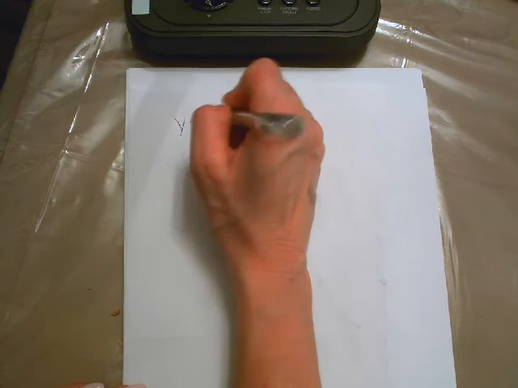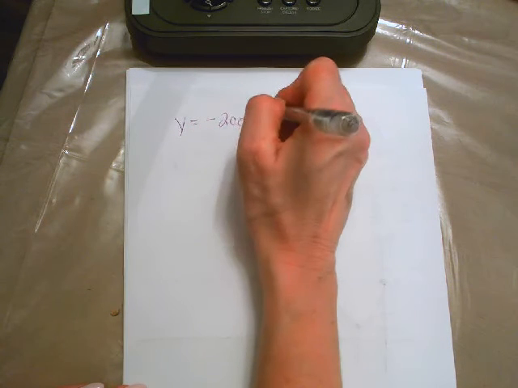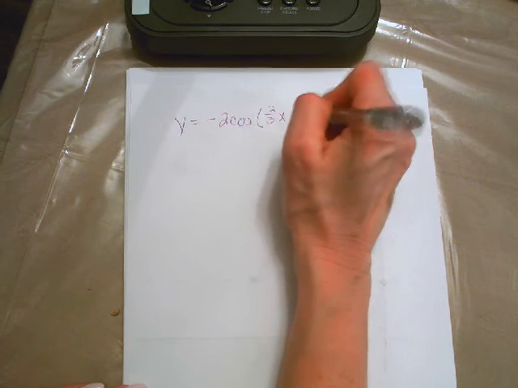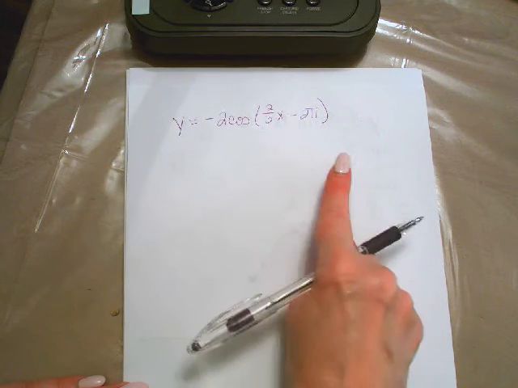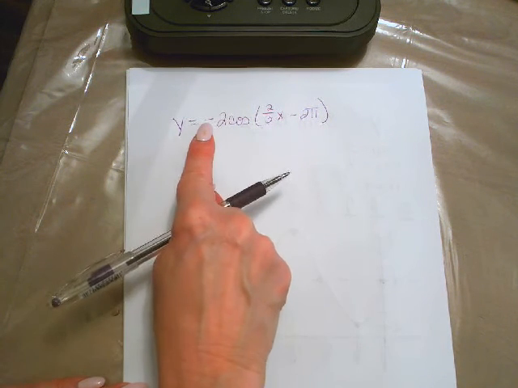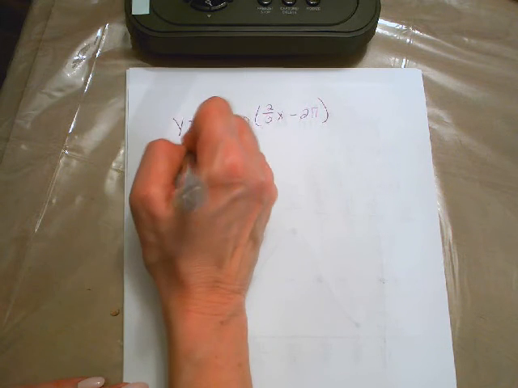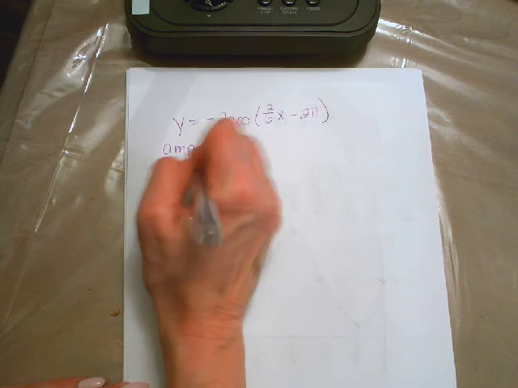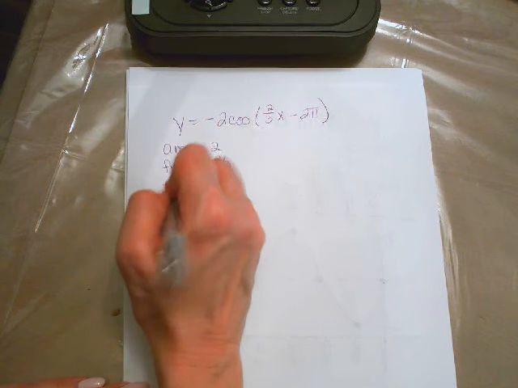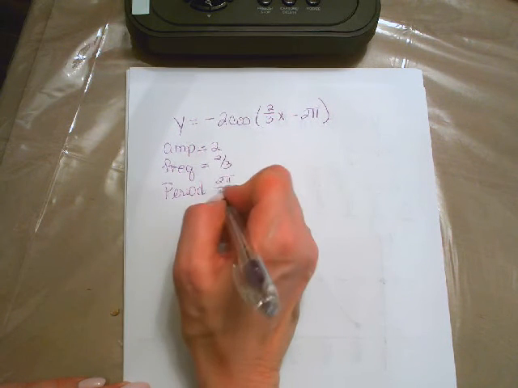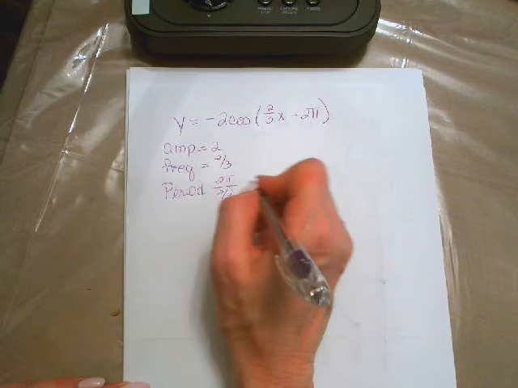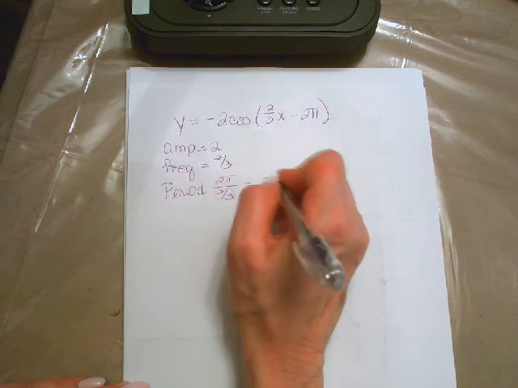And number 4. So let's go over number 4. Number 4 is y equals -2 cosine, parentheses, 2/3 x minus 2 pi. This one had a phase shift, no vertical shift. So it moved left or right, but it didn't go up or down, and it is also negative. So my amp is 2, my frequency is 2/3, my period is 2 pi over 2/3, which when you divide is just going to become 3 pi.